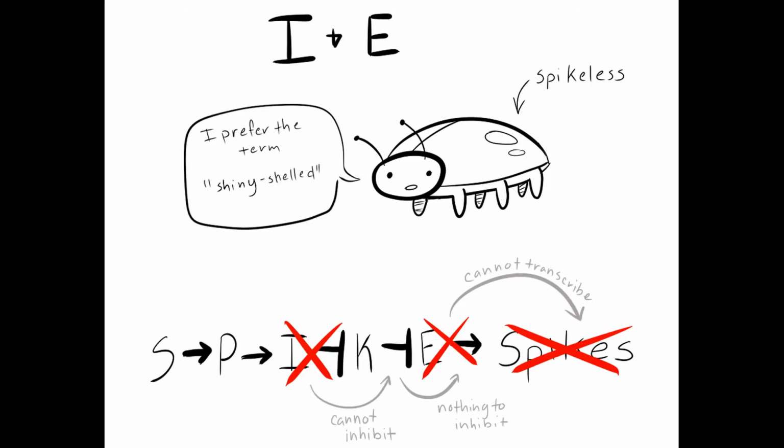If the I gene and the E gene are both mutated, it acts as a double whammy. That is, there are two factors preventing the spikes from forming. Without product E to transcribe the gene for spikes, no spikes will form. And without gene I to inhibit gene K, no spikes would have formed even if gene E had been present. So once again, we will not observe spikes at this site.